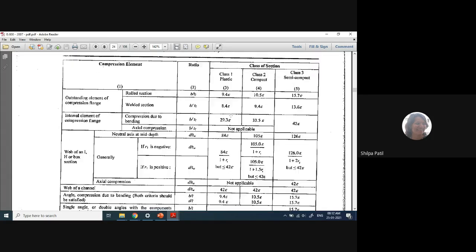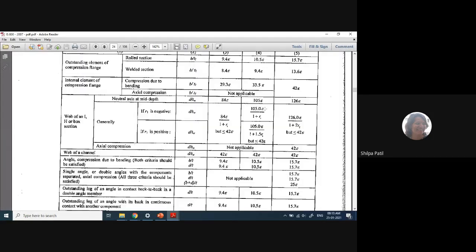Value means these values, limiting values. So it is always possible that the different parts of a section are showing different classes. For example, for a given I section, the flange of a section may be plastic, whereas the web of a section may be semi-compact. So different parts of the section are showing different classification. The combined class of that section will be the weakest one.